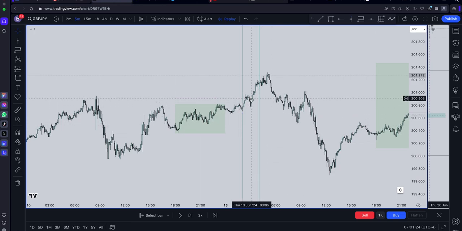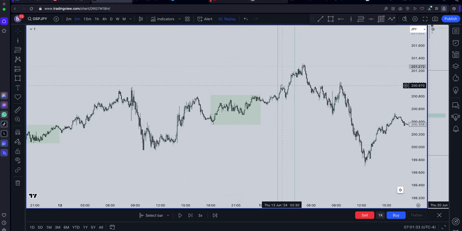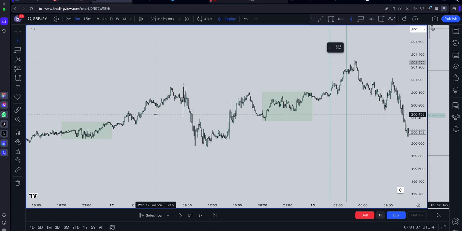Or maybe price tricked you into thinking this was a fair value gap, but you can see there was no break here. Maybe you took a loss here. That's all it is. It's part of the game. Then next time you know what to do to fix that mistake. So on this day, there was no trade.